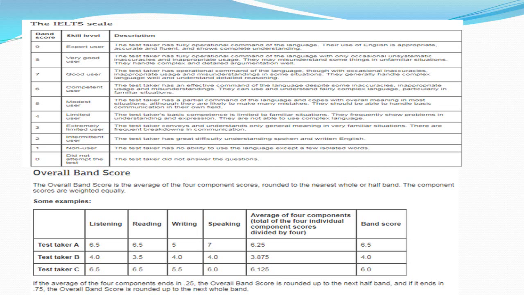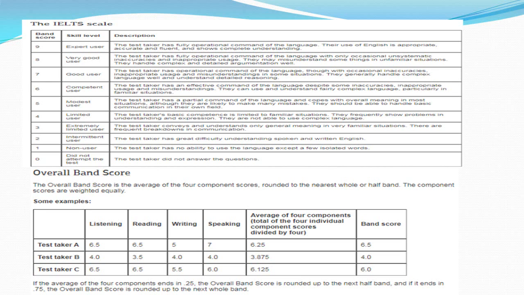Or if your score ends up .75, the overall band score is rounded up to the next whole band, like 7.0. Or if your score is 3.875, it will be rounded up to the next whole. Okay, so the second example is, oh sorry, we were talking about the first example. So if your average is 6.25, the band score will be 6.5.